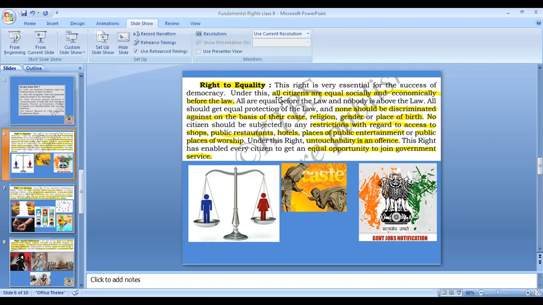No citizen should be subjected to any restrictions with regard to access to shops, public restaurants, hotels, places of public entertainment, or public places of worship.